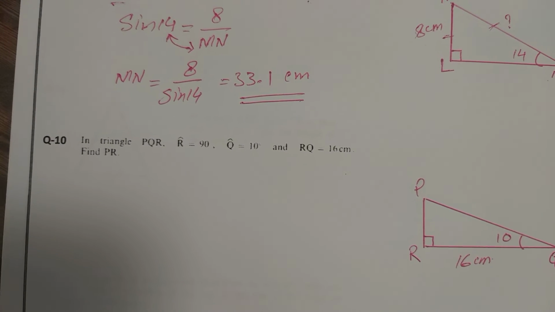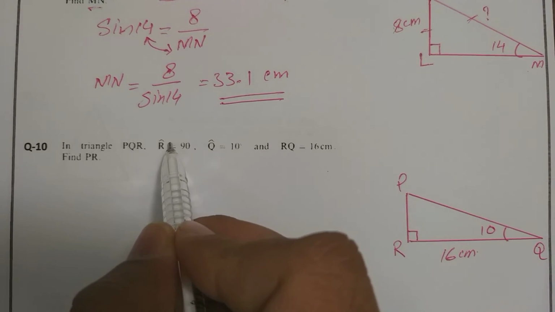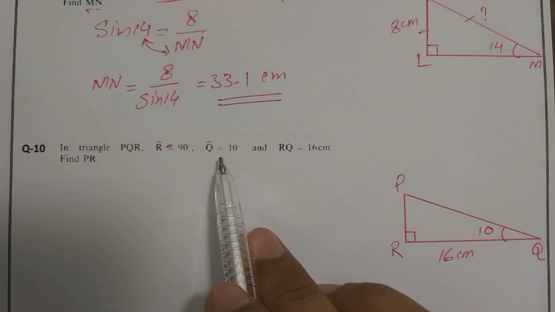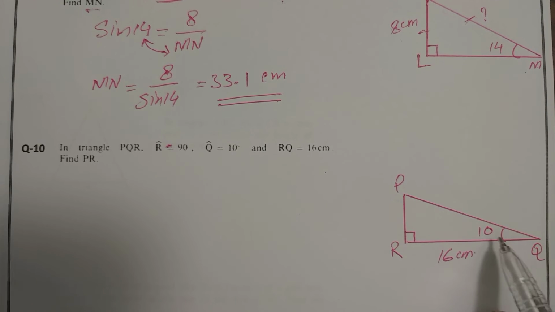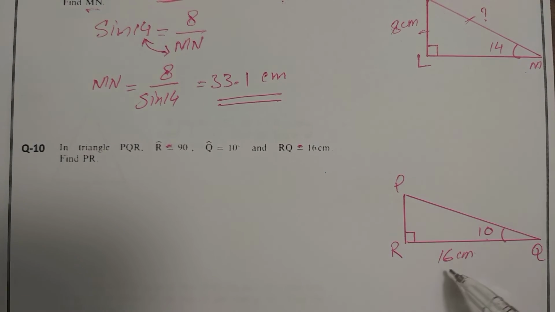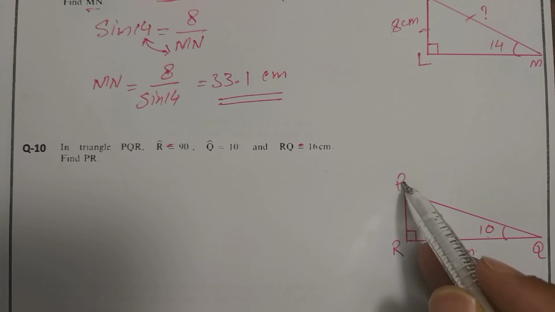Okay, question number 10 from page number 3, from the book STP Mathematics 3A Trigonometry chapter number 18. Again, I make a rough sketch of this triangle, which is PQR, and angle R equals 90 degrees. I locate the 90 degree angle here, and we are given angle Q, which is 10 degrees, and RQ equals 16 centimeter, and we need to find PR.